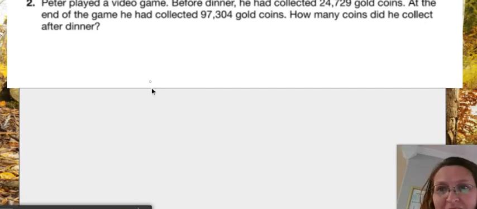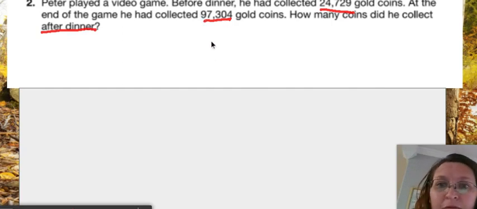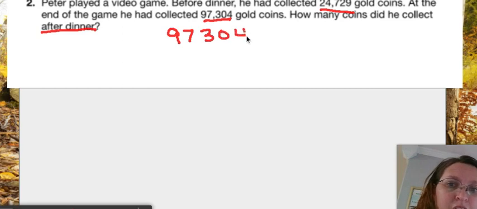Okay, so this problem right here, Peter played a video game. Before dinner, he collected 24,729 gold coins. At the end of the game, he had collected 97,304 gold coins. It says, how many did he collect after dinner? So we know he has 97,304 total coins. So I'm going to put that at the top of my diagram.